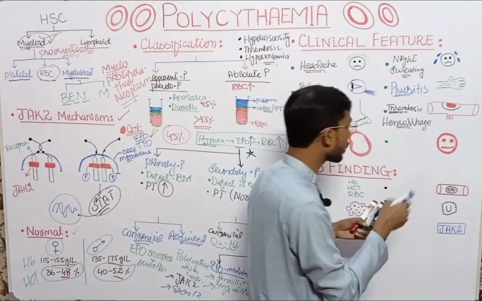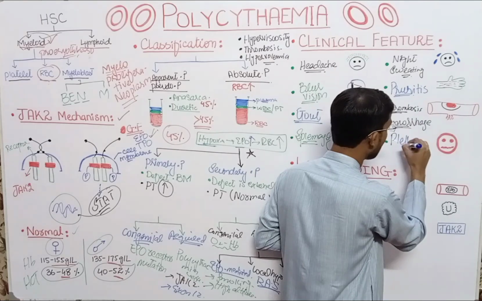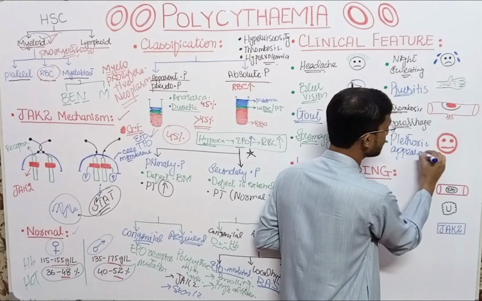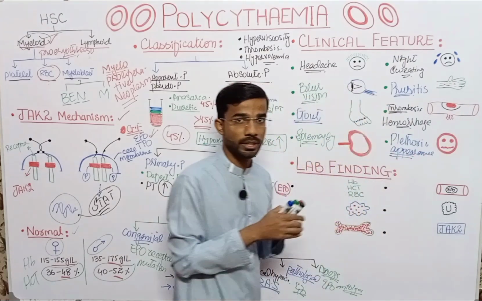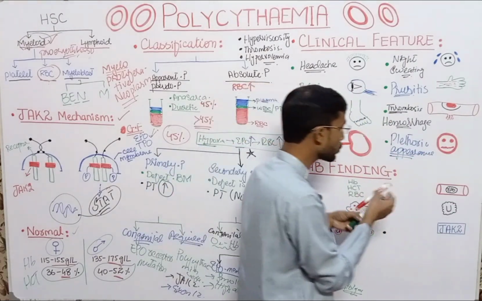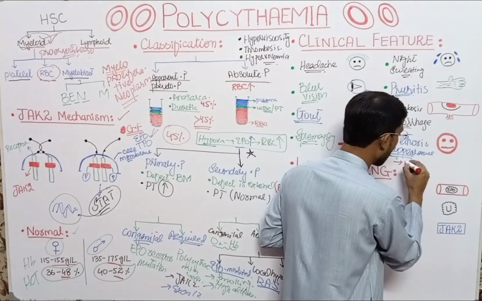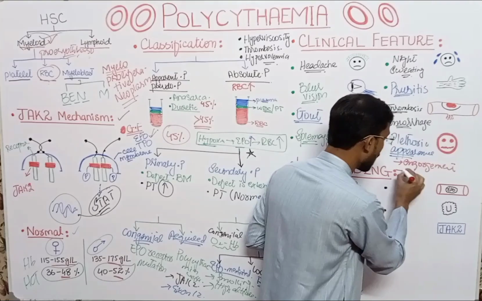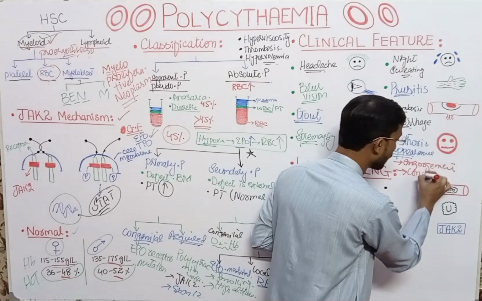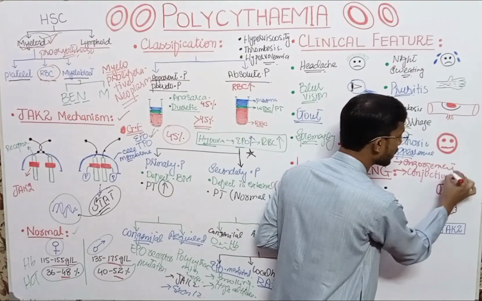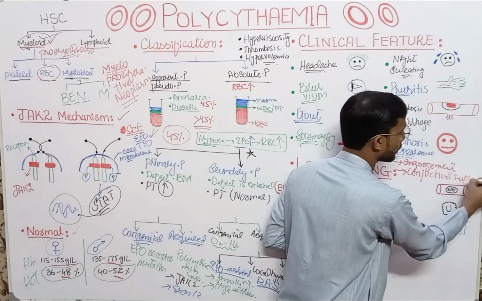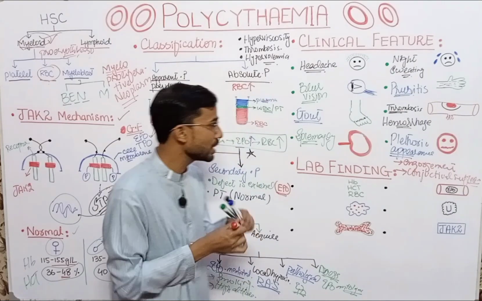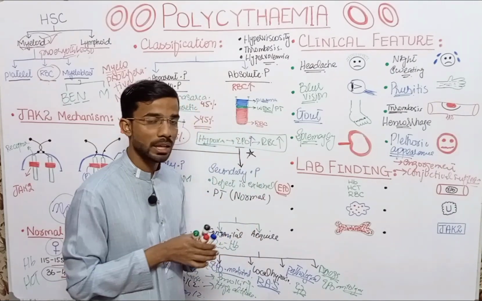And the most important is the plethoric appearance, in which you will see redness. First of all, you can also see retinal venous engorgement. So this is actually the condition, and you can also see conjunctival suffusion. You will see the redness in the conjunctiva. So these are basically the plethoric appearance.